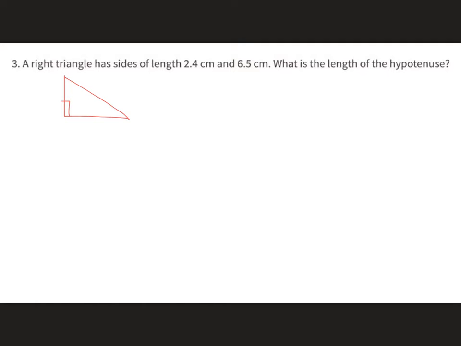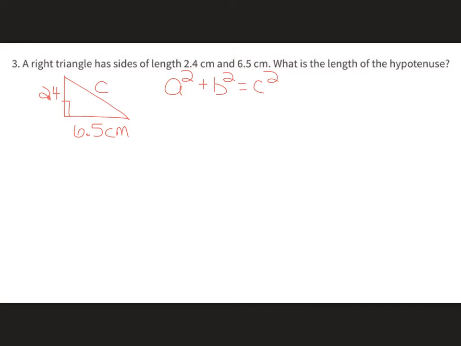So I have a right triangle. One leg is 2.4 centimeters and the other leg is 6.5 centimeters. They want me to find the hypotenuse, and I'm going to label the hypotenuse C. So we're going to do this like any other time. We're going to write the Pythagorean Theorem.